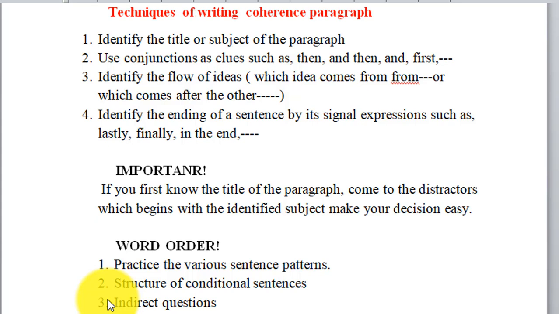The first one, you have to identify the title or the subject of the paragraph. That's a very important method here. What is the title here? A paragraph deals with only one main idea, one title. So what is the title or the subject of the sentences?